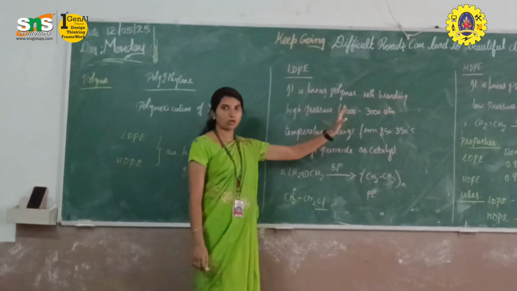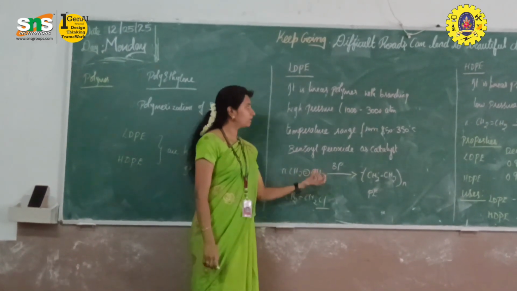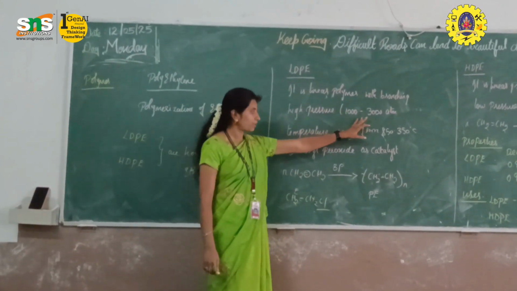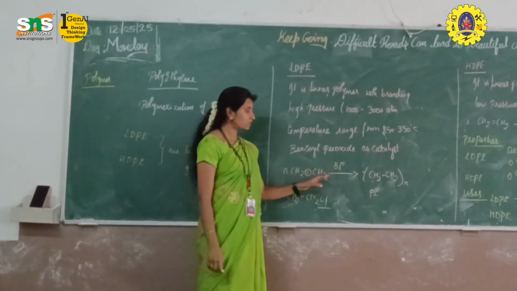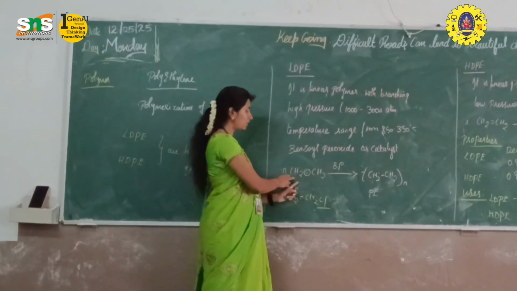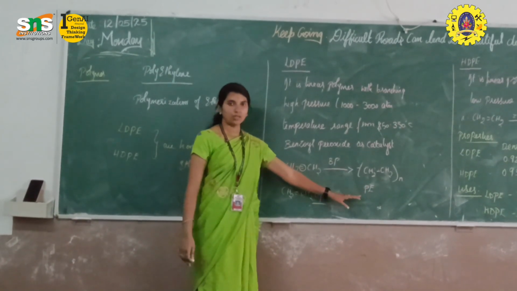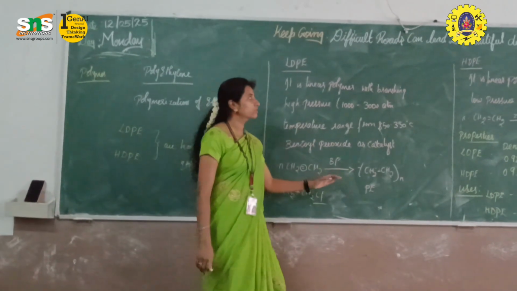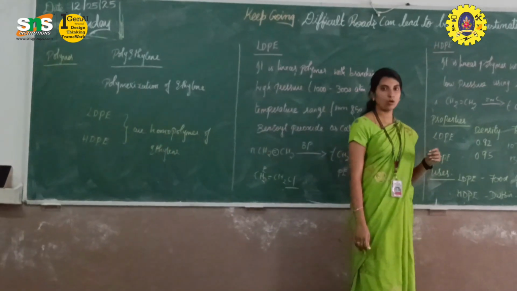It is a linear polymer which has a linear structure with combined branching of Cl groups, and it has a high pressure of 1000 to 350 atmosphere and a controlled temperature which ranges from 850, and in the presence of benzyl peroxide as a catalyst. The formation of ethylene, with the formula CH2 double bond CH2, under the polymerization reaction forms polyethylene. So this is the formation of LDPE, and next we are going to see HDPE, that is high density polyethylene.